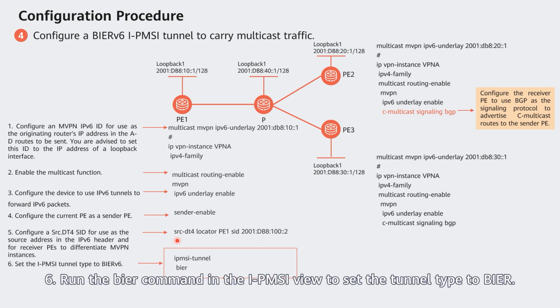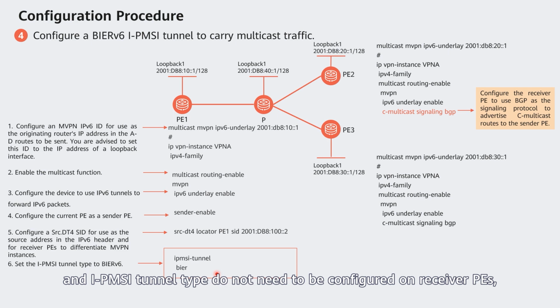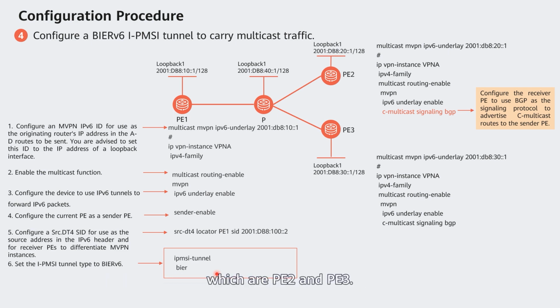6. Run the beer command in the IPMSI view to set the tunnel type to beer. Because the device has been configured to use IPv6 tunnels to forward IPv6 packets, the IPMSI tunnel type is BIERv6. The sender PE function, source DT4 SID, and IPMSI tunnel type do not need to be configured on receiver PEs, which are PE2 and PE3.